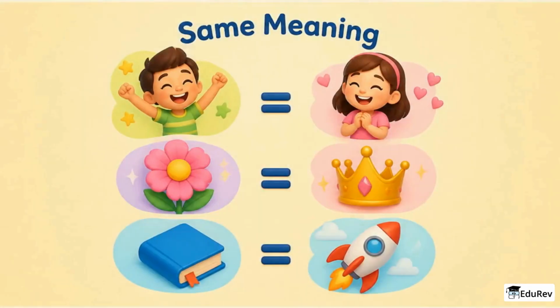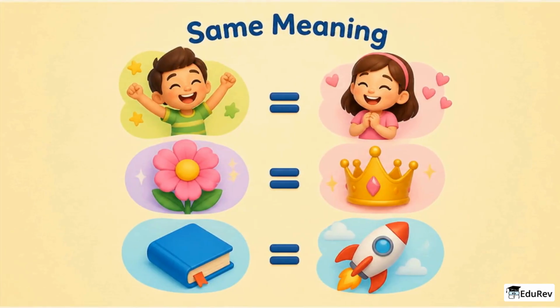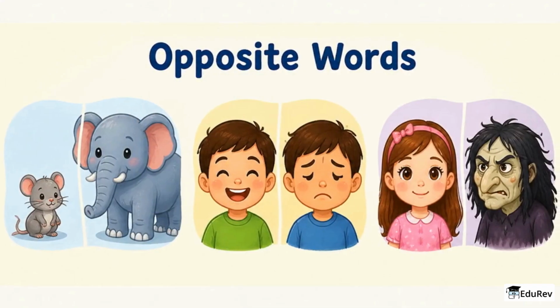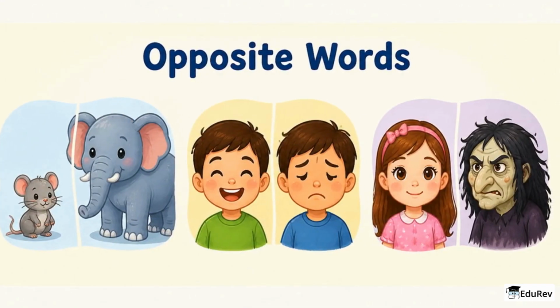Synonymous analogy pairs words that mean the same, like glad and happy, pretty and gorgeous, very and extreme, as simple pairs to learn. Opposite analogy shows words that are different, like small and large, smile and frown, pretty and ugly. These are opposite words to compare.